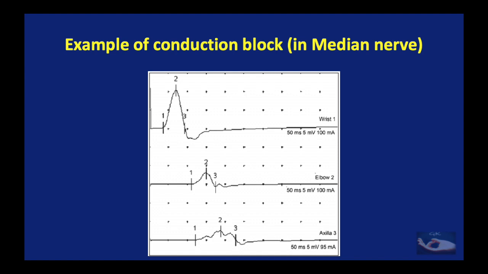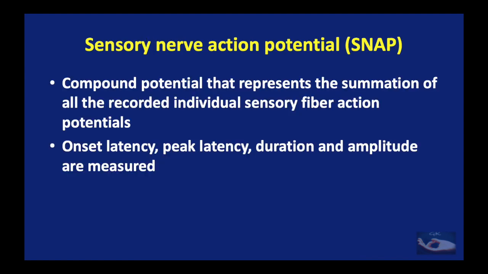This shows an example of a conduction block in the median nerve after being stimulated from the wrist, the elbow and the axilla. This shows the reduction in the CMAP amplitude and consequently a reduction in the area of the CMAP. Just like recording the nerve potential in the motor nerve, a sensory nerve action potential can also be recorded.